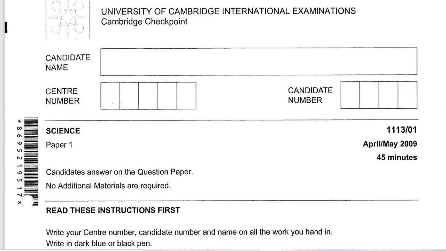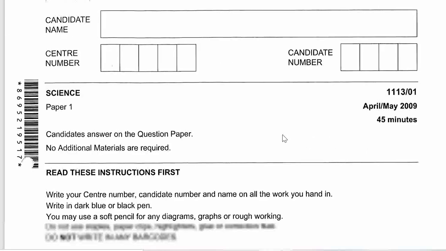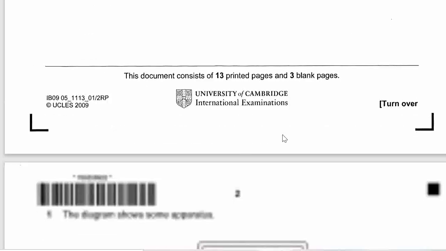Hi guys, today we are going to discuss Science Paper 1, Science Checkpoint for Lower Secondary with the paper code 1113/01. It's April 2009. The duration for this paper is 45 minutes. Let's take a look at this paper.